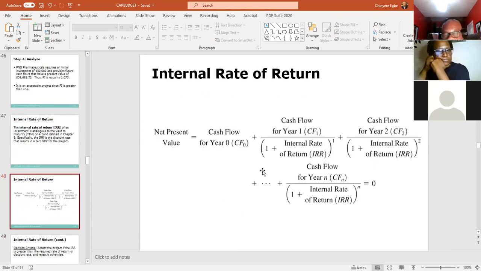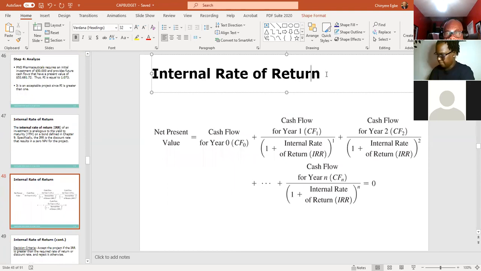All right. So the next thing we're going to talk about is the IRR. I'm going to label this IRR. Now, the IRR in every sense is a mirror image of the NPV. That's what I call it. I call it a mirror image.